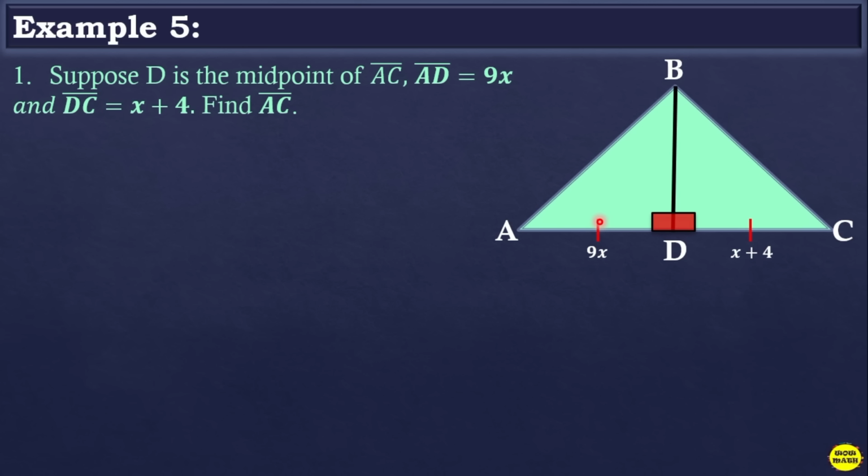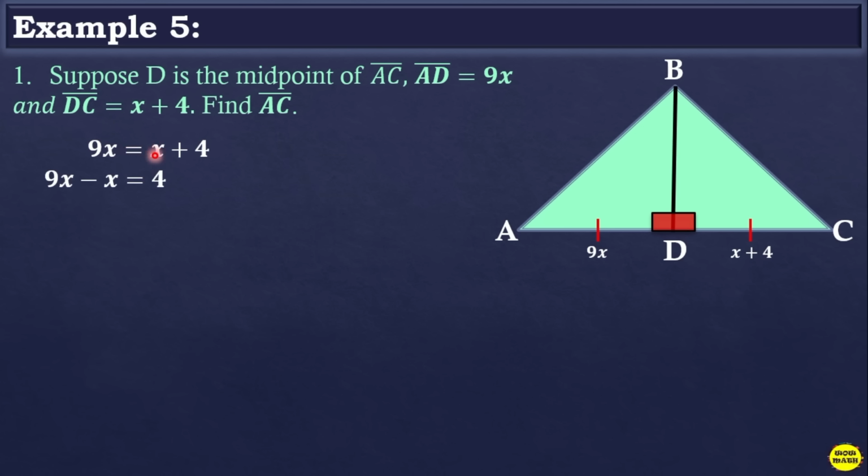So, para makuha natin si AC, itong buo, kailangan makuha muna natin yung measure nito at measure nito. So, paano? Kailangan makuha natin yung value ng x. So, equate lang po natin sila. Bakit ko ginawang equal? So, 9x is equal to x plus 4, because these two segments are congruent. So, if these two segments are congruent, therefore, their measures are equal. So, equate natin siya. So, solve for x.